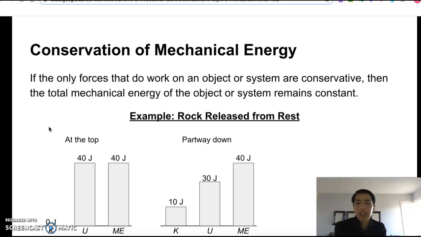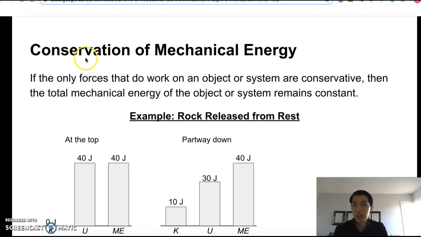And with a bar graph, you might see something like this. So perhaps the rock fell down a bit. So the U bar, the gravitational potential energy bar, dropped from 40 to 30. Well, where did those 10 joules go? They don't just disappear and go nowhere. Those 10 joules had to be transformed into some different kind of energy. And in this case, since the rock sped up, that means the kinetic energy increased. And it must have increased by the same amount that the gravitational potential energy decreased by, which is 10 joules. So then the mechanical energy, however, stays the same at 40. 10 plus 30 is still 40.